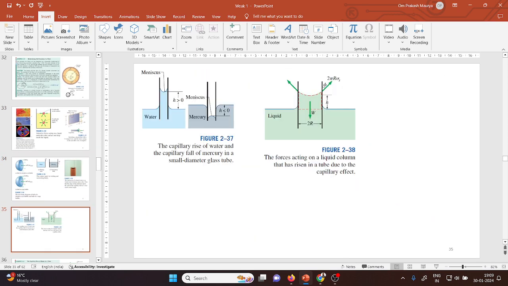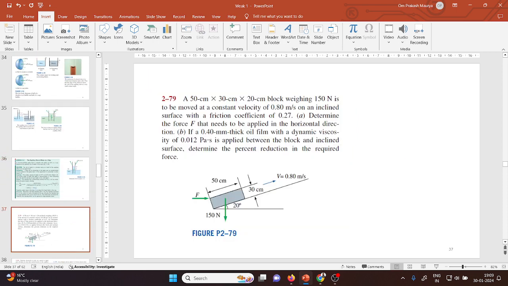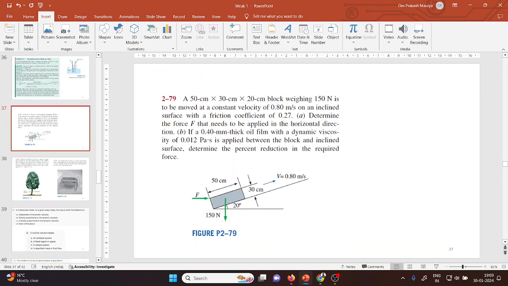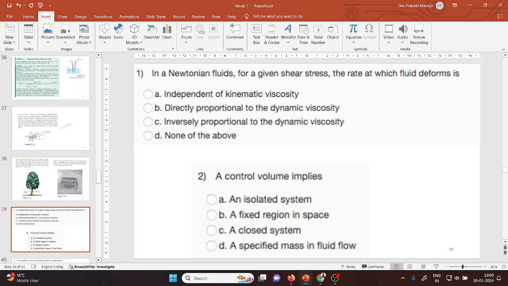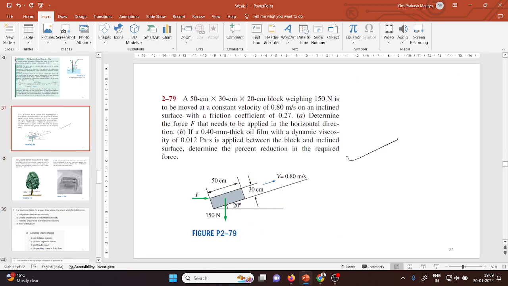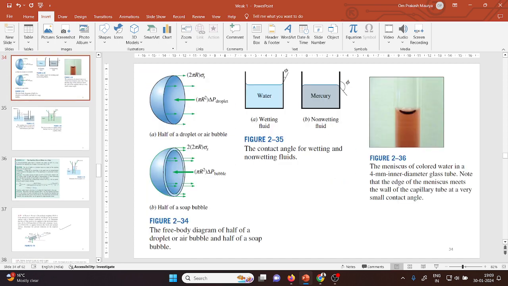Okay, so I think capillary rise and fall you all know. So this is one question. If anybody wants to solve it, please try to solve this question. It is very, very important. Before moving on, capillary things, you all know.